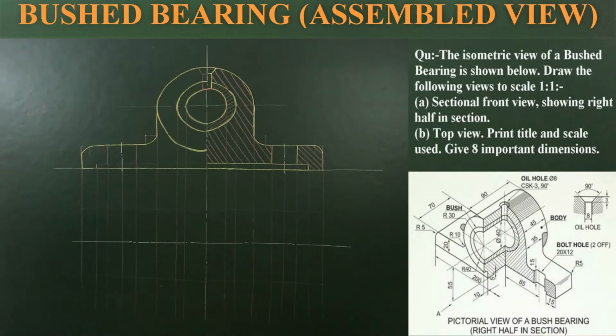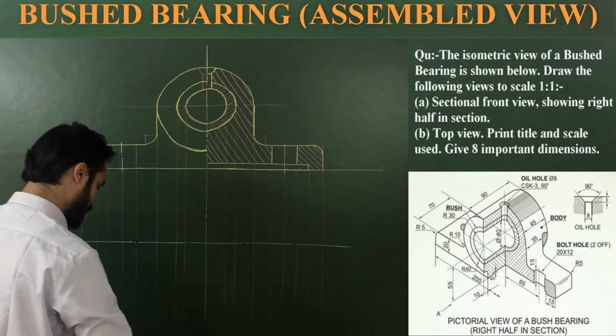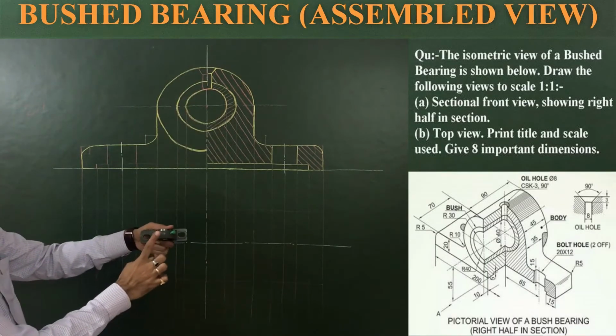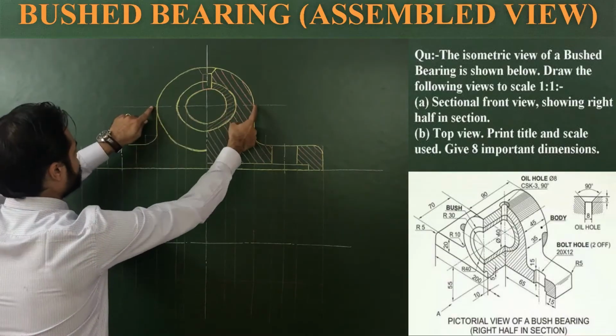Right, so this is the rectangular base of the bearing. Now the upper part, this cylindrical part of the bearing. What is the size? Okay, so these are end projectors.